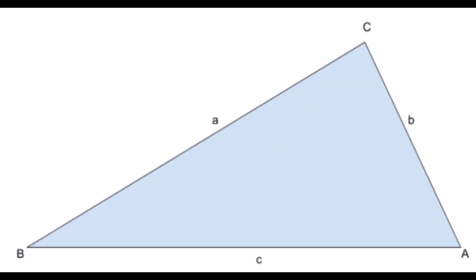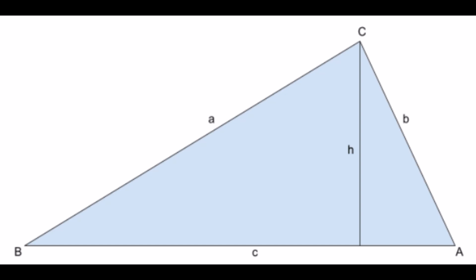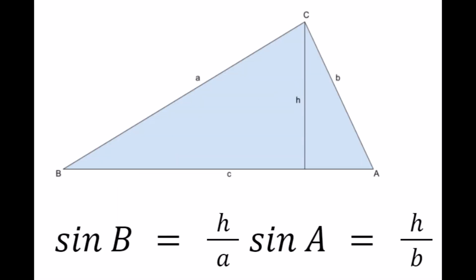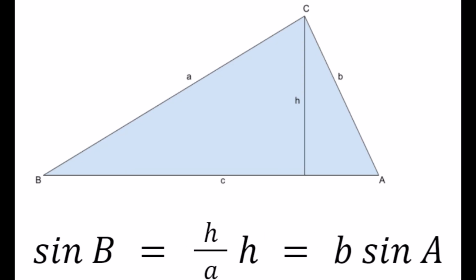First, to derive the law of sines, let's construct triangle ABC with side A opposite angle A, side B opposite angle B, and side C opposite angle C. To start, drop the altitude from any point. In this case, we will drop the altitude to side C and call it H. From this, we have that the sine of B is H over A, and the sine of A is H over B. Therefore, H is B times the sine of A.